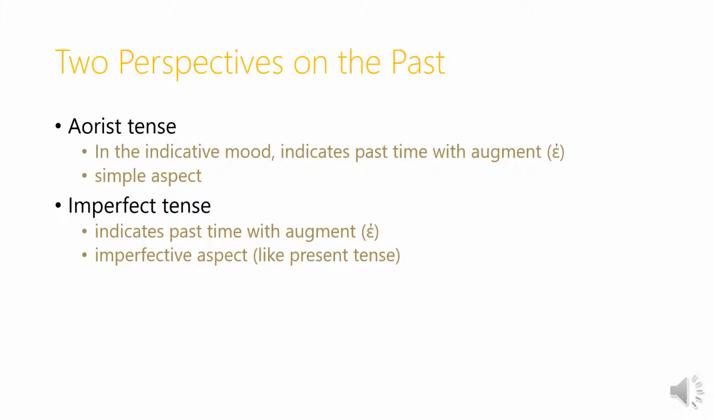With the imperfect tense, again, we indicate past time by adding the augment at the beginning. But the imperfective aspect is taken on the action, very much like the present tense. So instead of the action being viewed as one simple whole, now it's like we're standing close up to the train and watching the individual cars whipping by. We're focusing on the continuous nature of the action, on its motion, or on it approaching us, on it beginning.